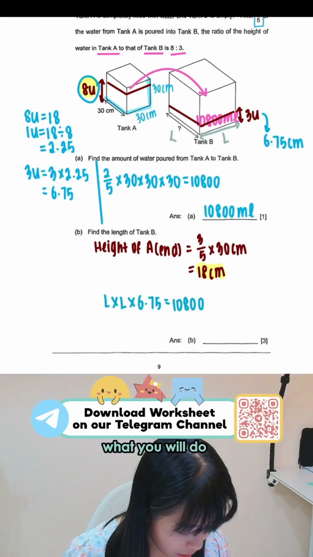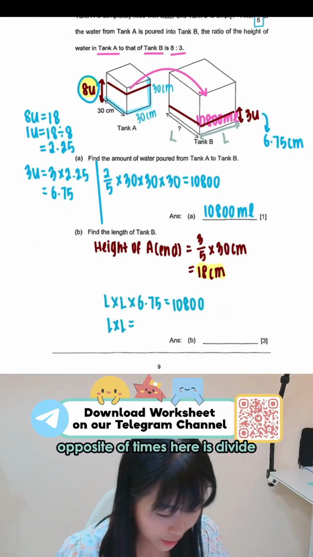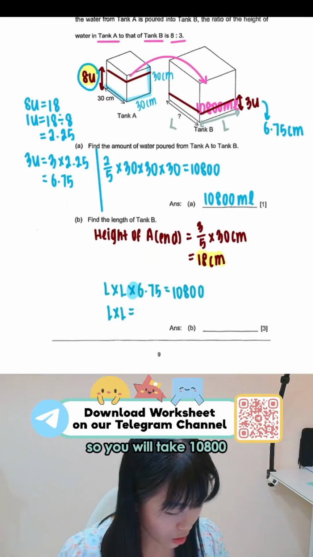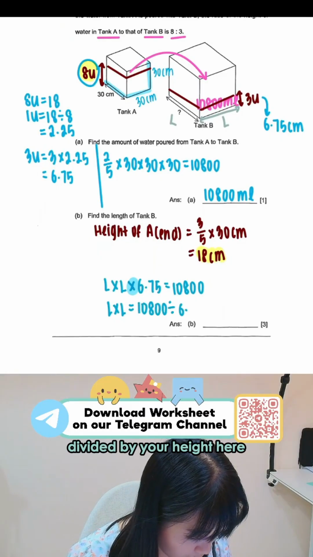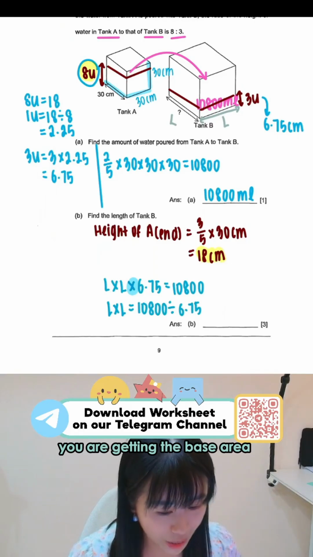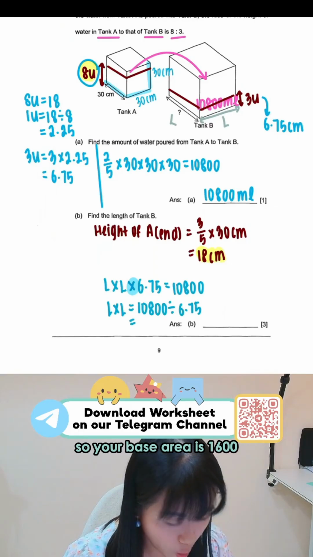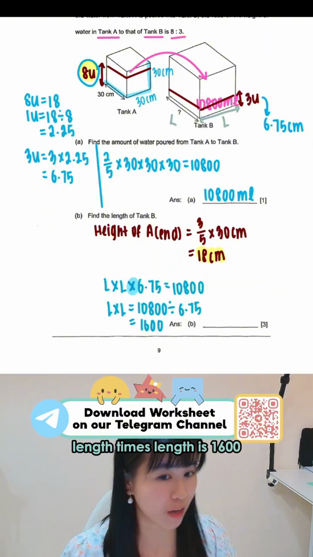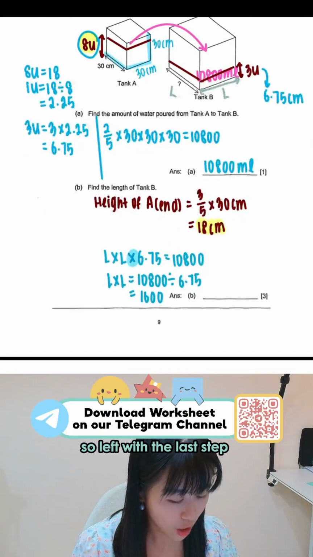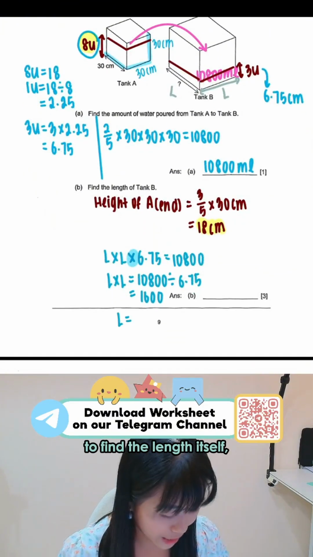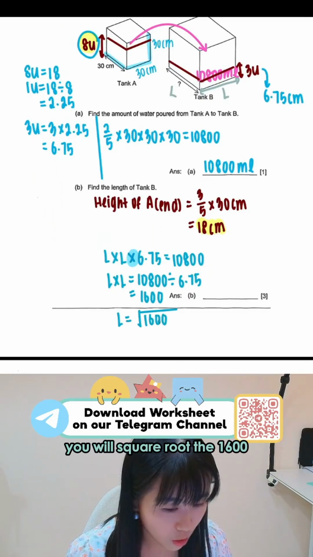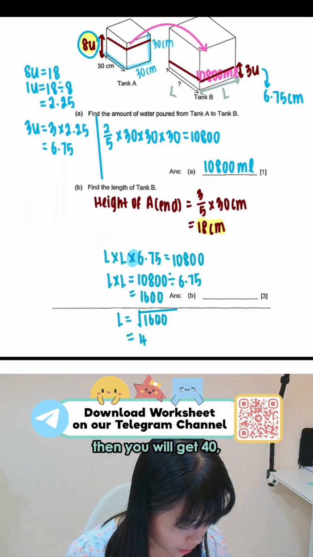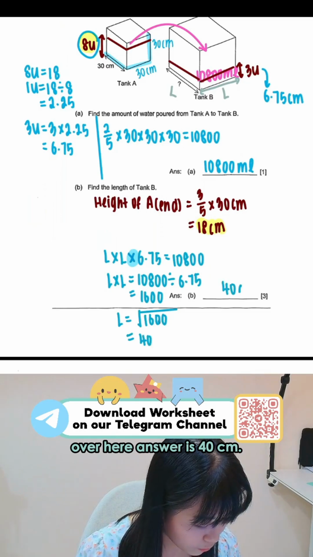So the first thing you will do, opposite of times here is divide. So you will take 10800 divided by your height here. You are getting the base area basically. Okay, so your base area is 1600. Length times length is 1600. So left with the last step to find the length itself, right? You will square root the 1600. Okay, then you will get 40. Over here, answer is 40 cm.